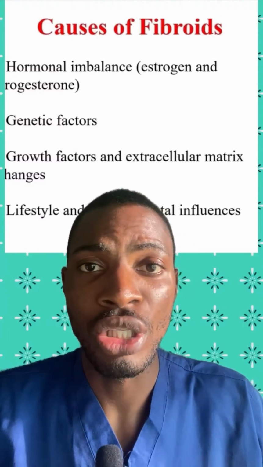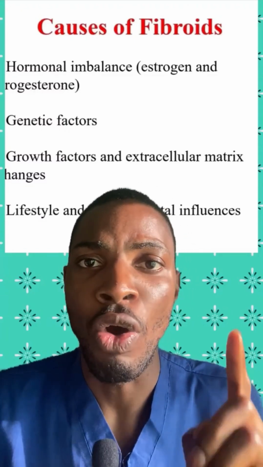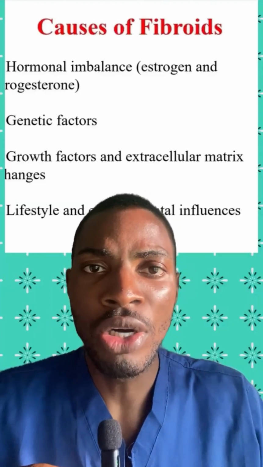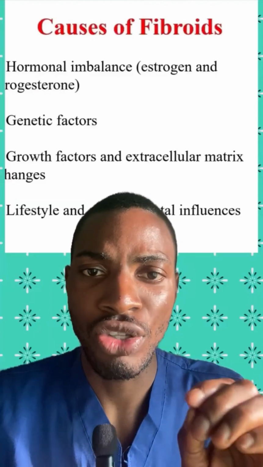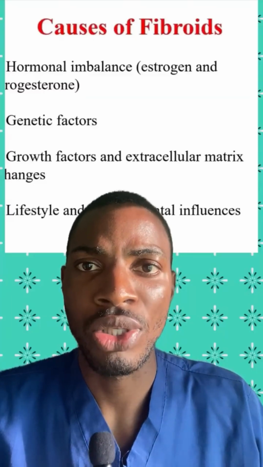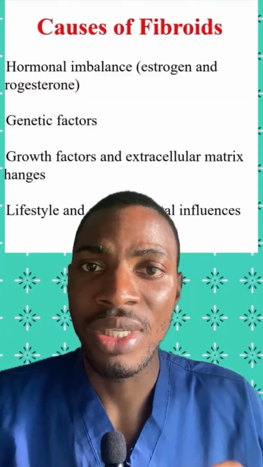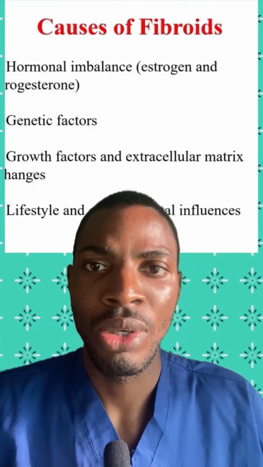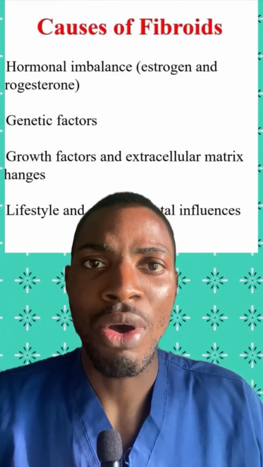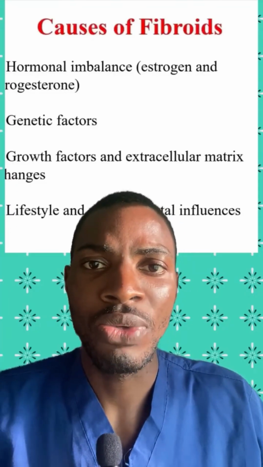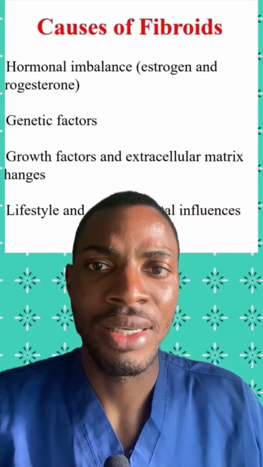Now, what are the etiology or causes of this condition? Number one etiology of uterine fibroid is hormonal imbalance. Hormones like estrogen and progesterone are the principal cause when it comes to hormonal imbalance. Number two is genetic factor. Another cause of this condition is growth factor and extracellular matrix changes.